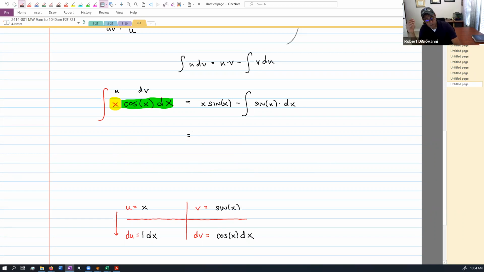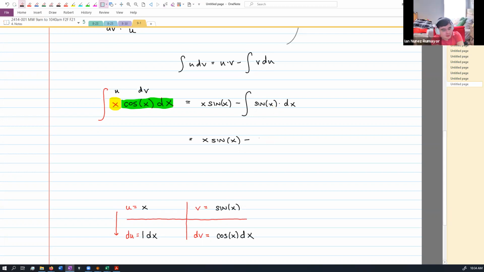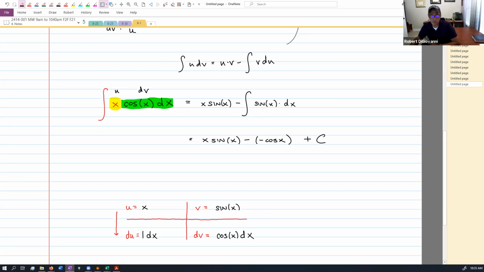And now, that's just a pretty basic integral. x sine x minus, okay, the antiderivative of sine x is what? The antiderivative of sine x is negative cosine x. So negative cosine x. And then don't forget, I'm going to have a plus c because this is an antiderivative. Maybe one more step: x sine x plus cosine x plus c. There it is.